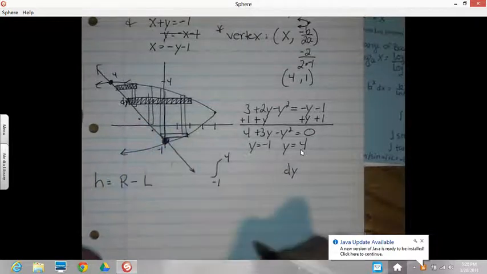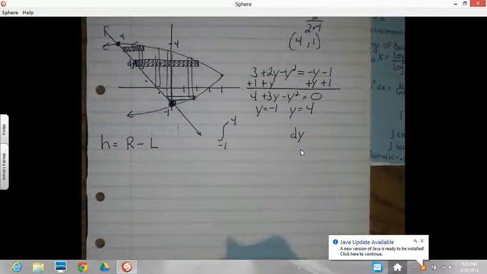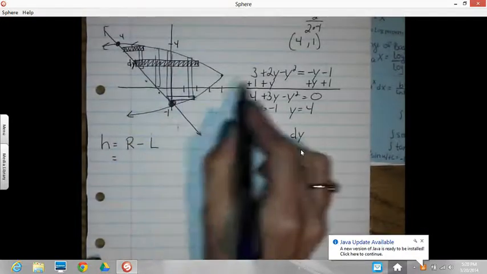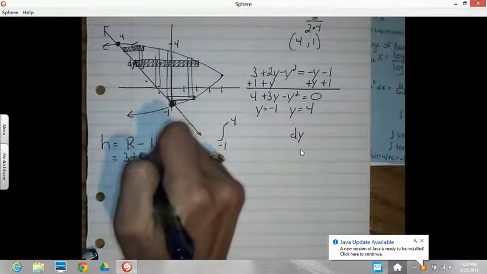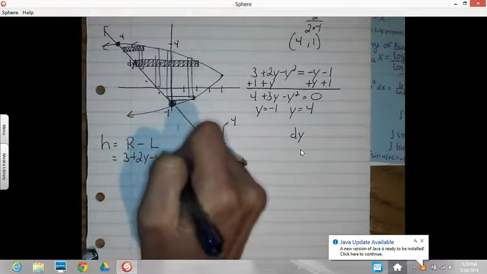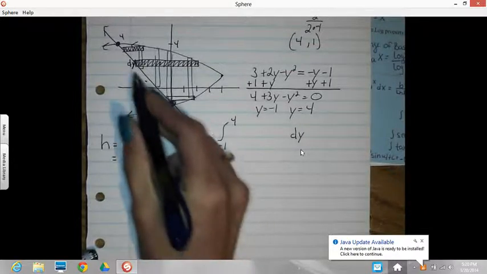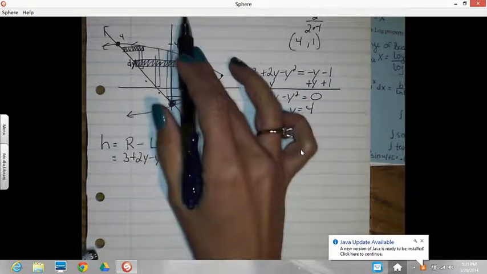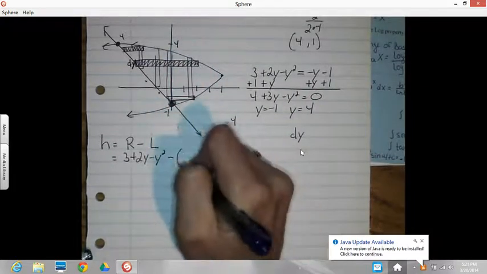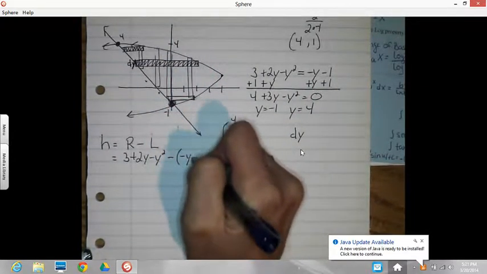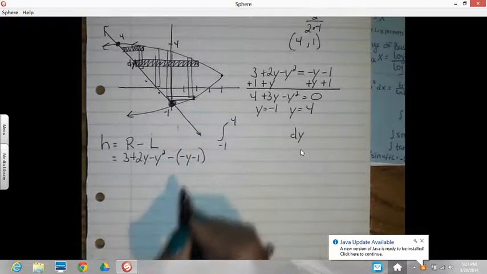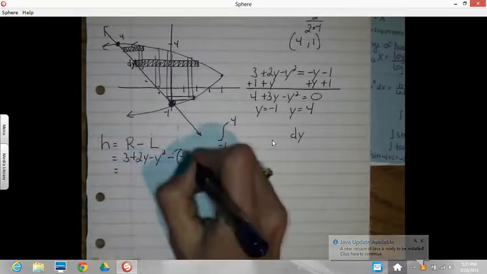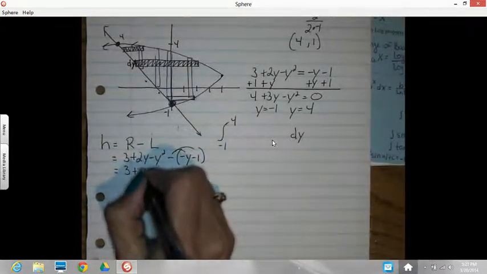So my right function is the parabola. So that's the 3 plus 2y minus y squared. Then I have to subtract the left function, and the left function is linear and it has two parts to it. It's negative y minus 1. So I do need to have parentheses here so that both parts of the linear function get subtracted. So I'll distribute: 3 plus 2y minus y squared plus y plus 1.